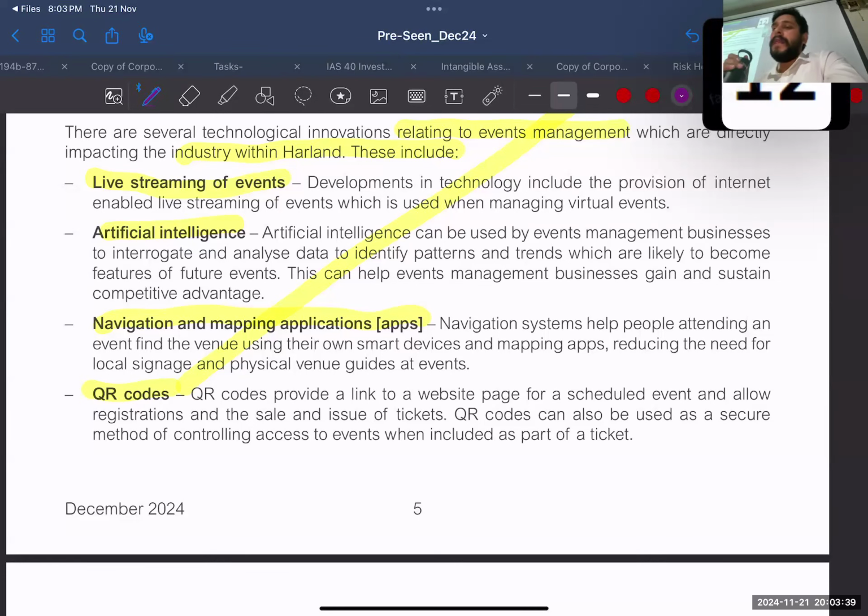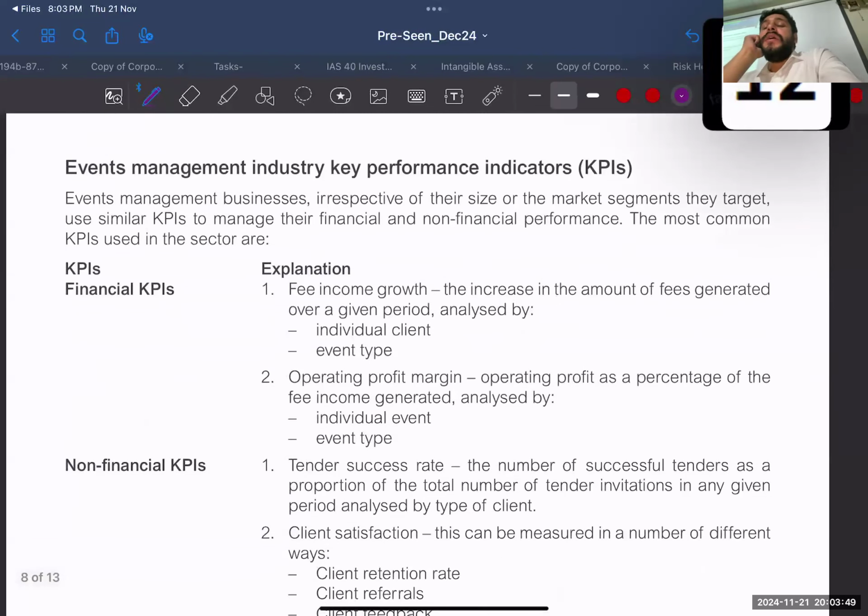QR code can also be used as a secure method of controlling the access to an event and included as part of the ticket. Now, event management industry and key performance indicators. Again, the key performance indicators are the indicators that help you to become a successful company. That is, they are actually the critical success factors of a company.